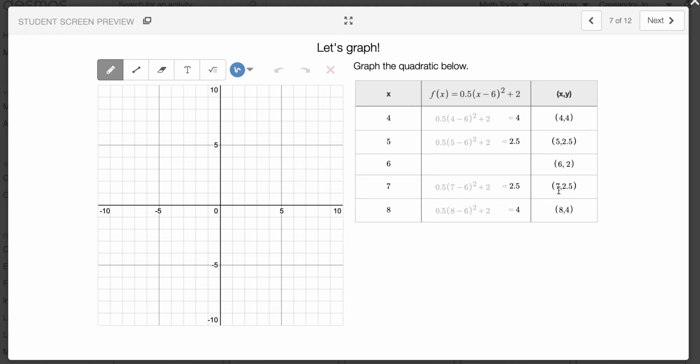And now these points are going to be how we draw our quadratic. So you can change the color of this pen, make it skinnier or fatter. I'm going to use an orange one because I think it shows up more. And I'm just going to plot these points. So 4, 4, 5, 2.5, so about halfway, 6, 2, 7, 2.5, and 8, 4. And so it should look like a U or an upside down U. If it doesn't, you did something wrong.